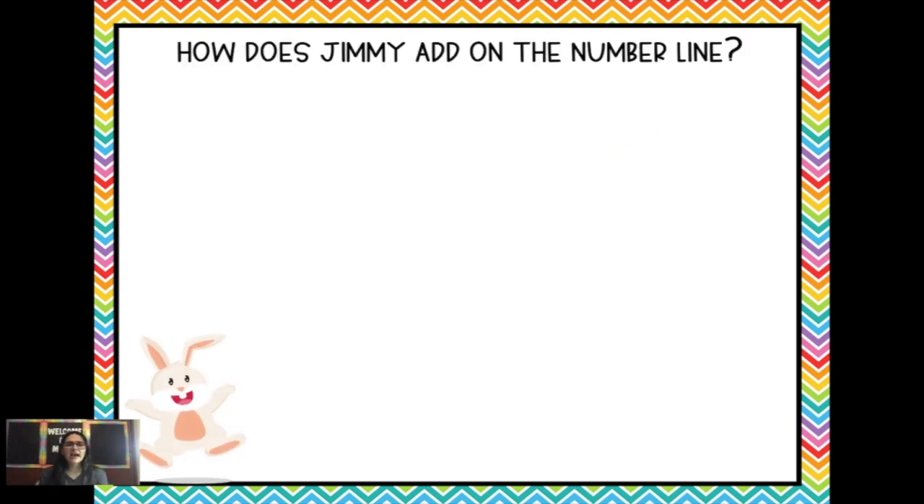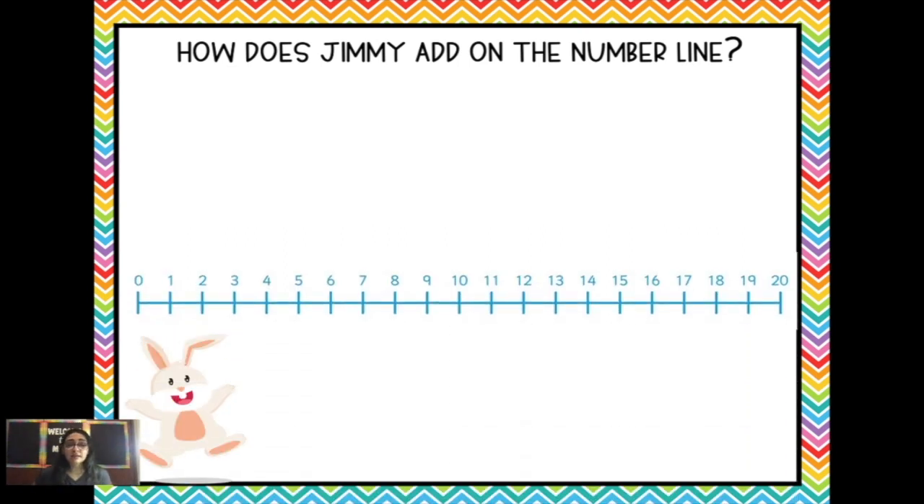Now, let's see how Jimmy adds on the number line. He has a way that he wants to show us. So let's check it out. First, he prepares his number line. Do you have your number line ready? Very good, just like Jimmy. Then he checks the addition number sentence, and he has 4 plus 2 equals, and we don't know the answer. So we will use the number line to find out the answer.